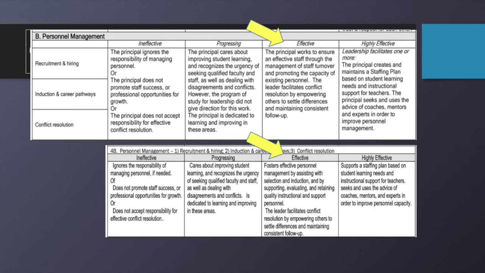As you listen to the piano music one last time, reflect on any phrases or words that stick out to you, or similarities or differences, and then go ahead and peruse the other 3 columns of ineffective, progressing, and highly effective.